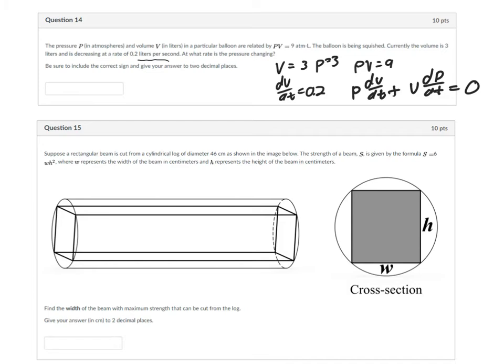We actually already have everything except for what we want. We have both P and V and dV/dt. So we have 3 times 0.2 plus 3 times dP/dt, and that's equal to 0. You can work this out; it's really simple because the 3's will cancel out. What you'll get is dP/dt is negative 0.2, in units of atmospheres per second.